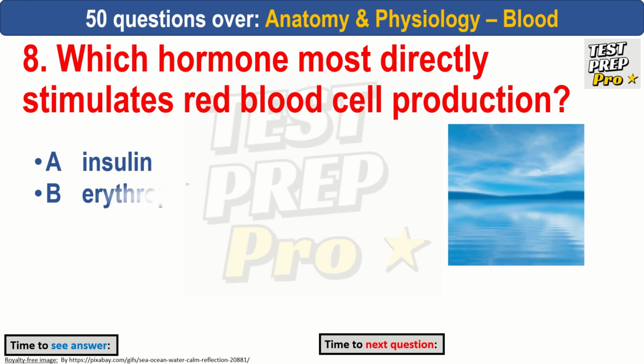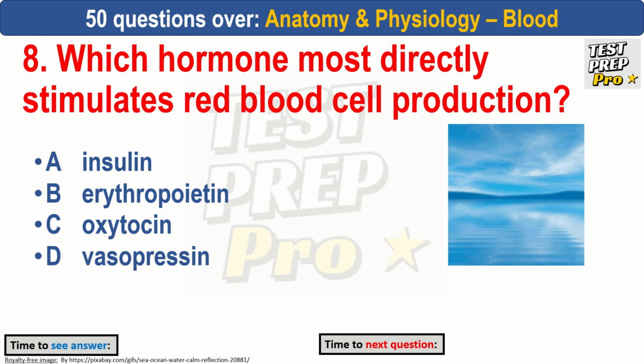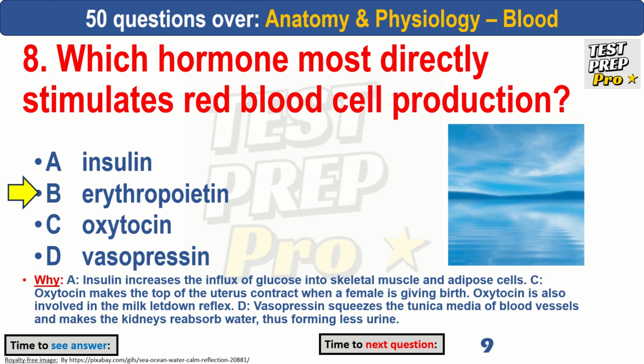Which hormone most directly stimulates red blood cell production? Is it A, insulin, B, erythropoietin, C, oxytocin, or D, vasopressin? So which one helps you make red blood cells? The answer is erythropoietin. And males, they have higher testosterone levels than females. Females have a little testosterone. Males have a lot of testosterone. And that makes males produce more erythropoietin, and it causes them to have more red blood cells. It contributes to it.